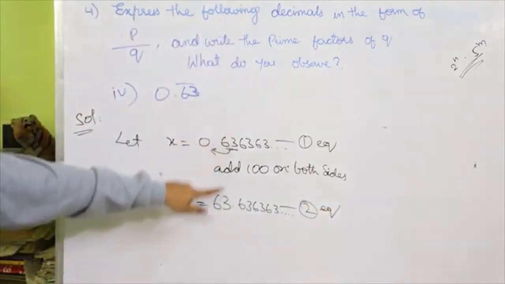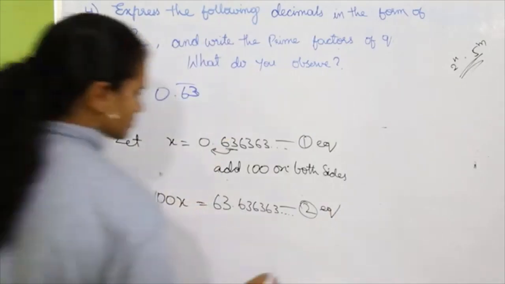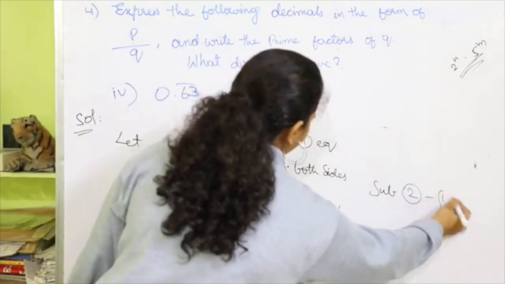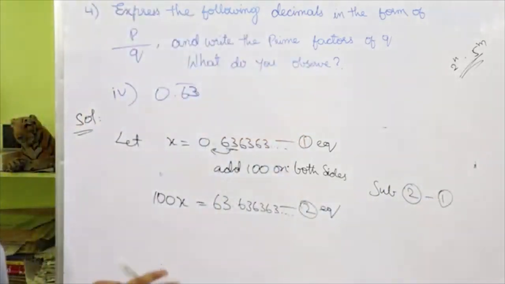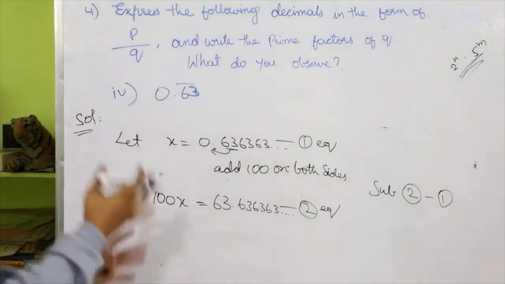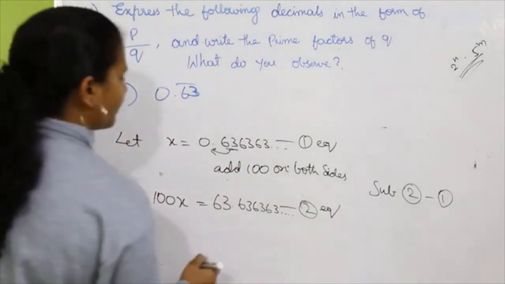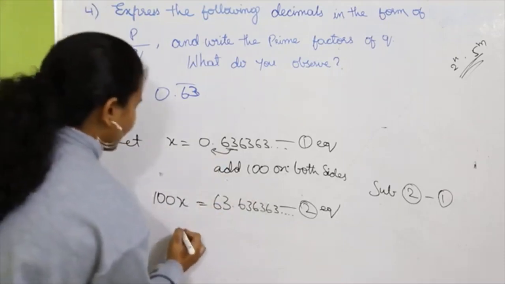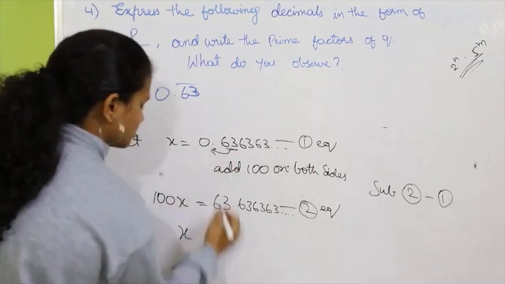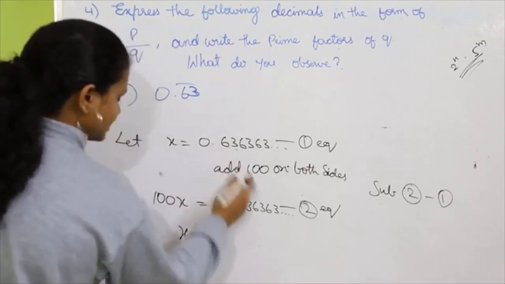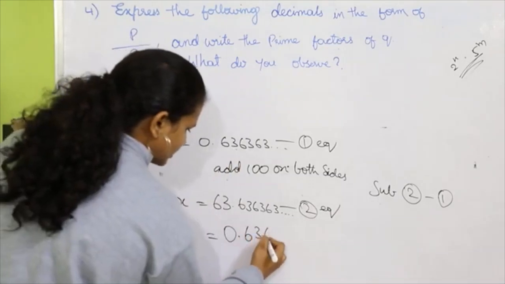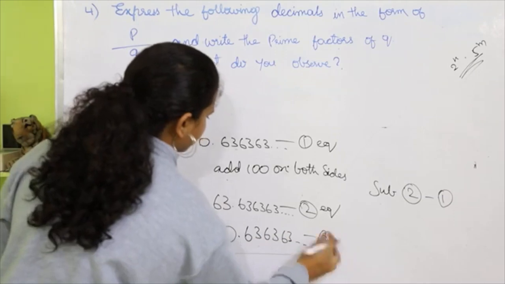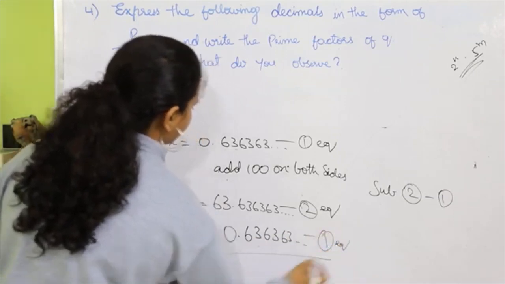Now here I have equation number 1 and equation number 2. Now subtract the first equation from the second equation, because we subtract a small number from a big number. So second equation minus first equation. The second equation is this: 100x equals 63.636363 and so on, and the first equation is x equals 0.606363 and so on.